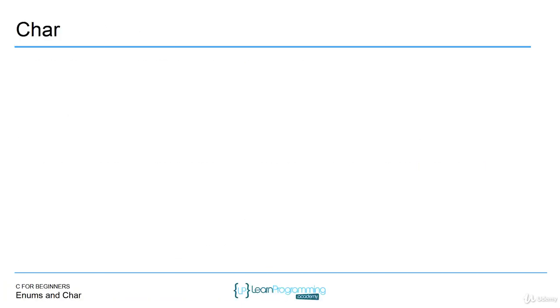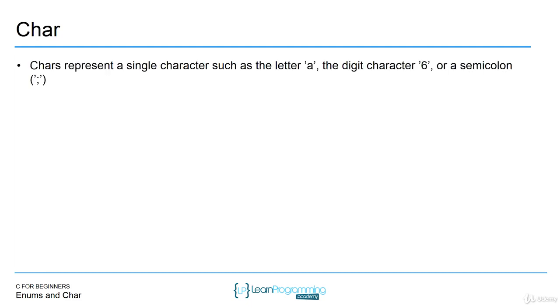Another important data type that I want to discuss is a char, or a char, depending on how you pronounce it. We've talked mainly about numeric data types. We've now talked about the enum. Char represents a single character, such as the letter A, the digit character 6, or a semicolon. And what you see here is these single quotes. The reason we know they're characters, even though one is a number, is because it's in single quotes. So anything inside single quotes in a program is referred to as a character data type.